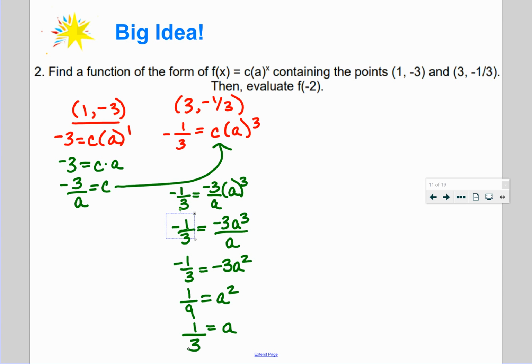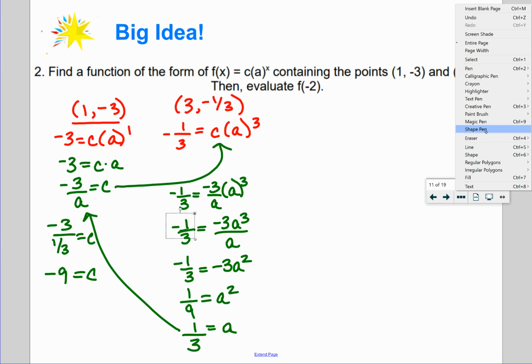And then we don't have to worry about plus or minus here, because if it's an exponential function, the base, a, that's taken to the power, must always be positive. It's part of the definition of an exponential function. You're never going to have a negative base. So 1/3 is your base, your a. Once you have a, you can plug it back into that other equation to get c. So you do -3 divided by 1/3. Dividing by 1/3 is the same as multiplying by 3, so you're going to get c is -9.